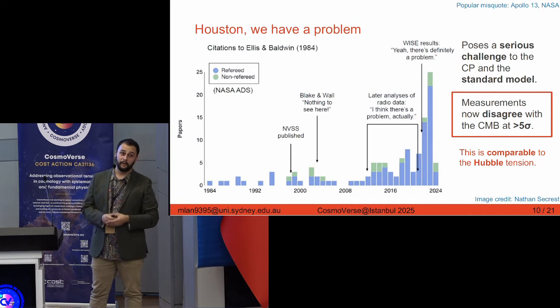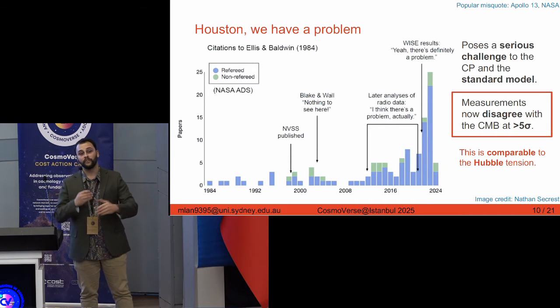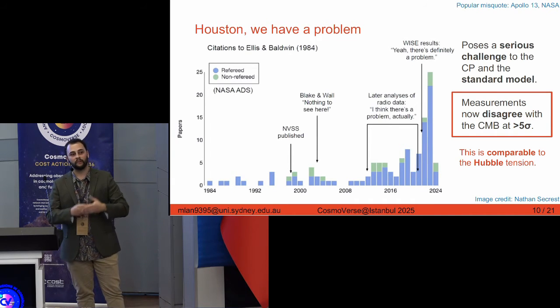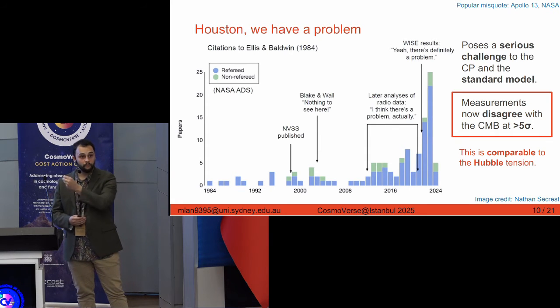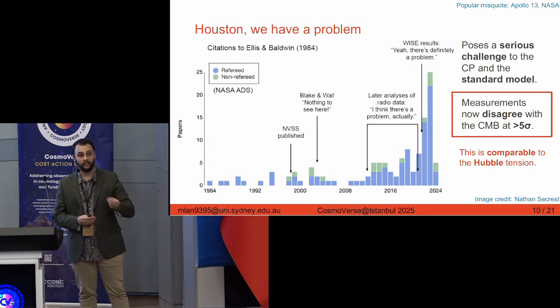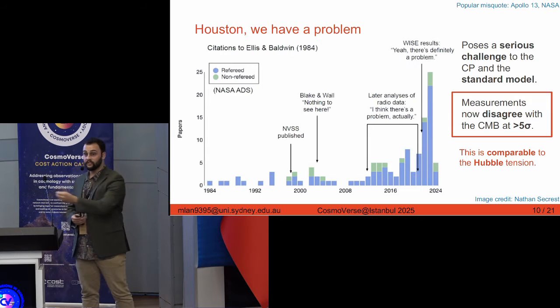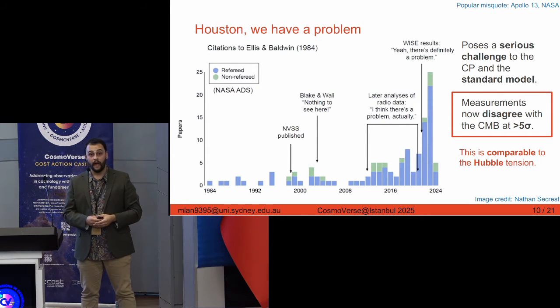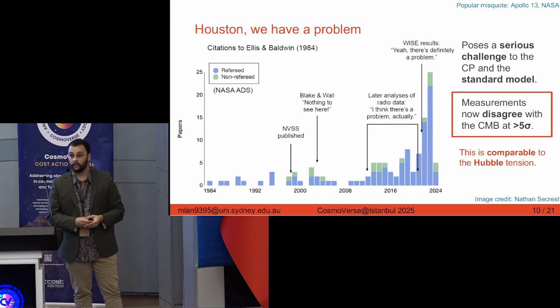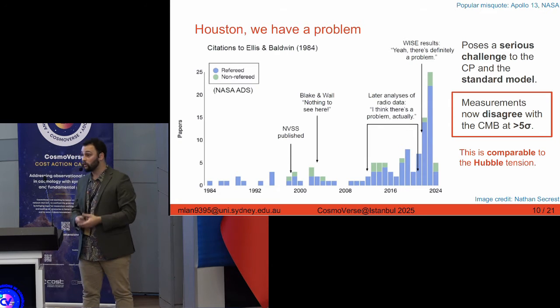Over the last 40 years, as people have done this test, initially we thought there wasn't a big issue. But as we've got larger and larger radio surveys and more statistical techniques to probe this, we've found a larger tension. You can see there's a lot of citations to this problem in recent time. We are working on it a lot. And now it poses a serious challenge to the standard cosmological model and the cosmological principle.